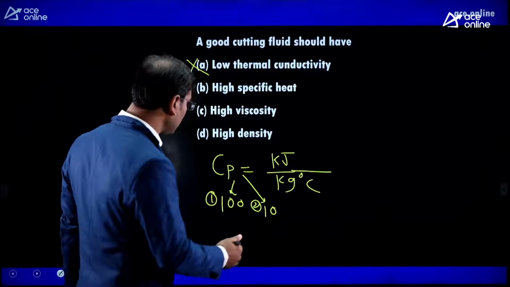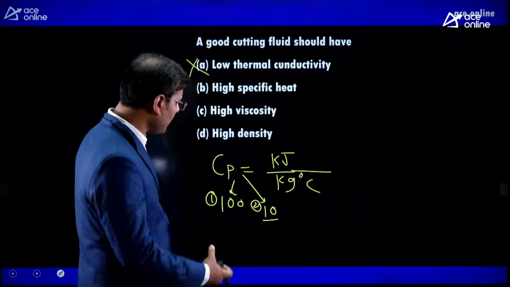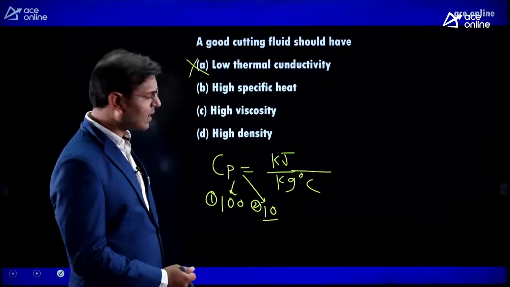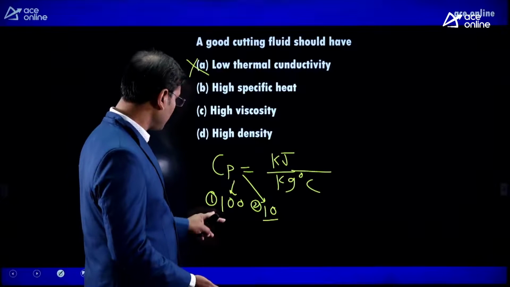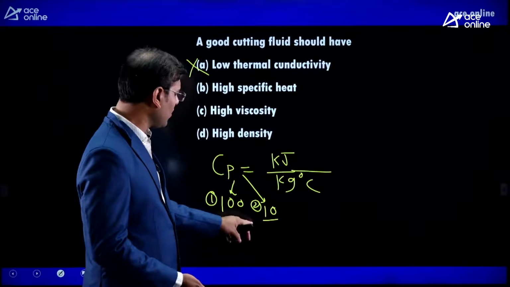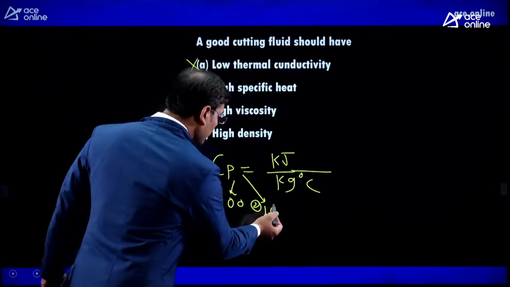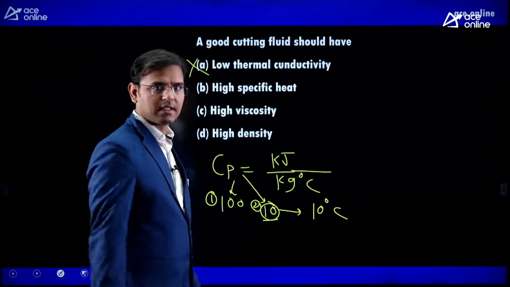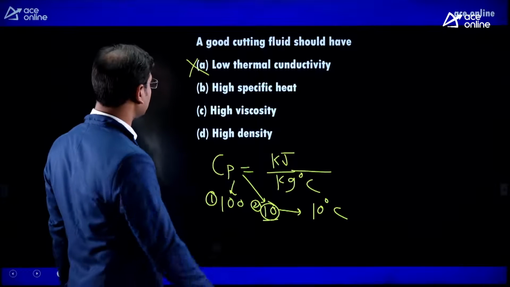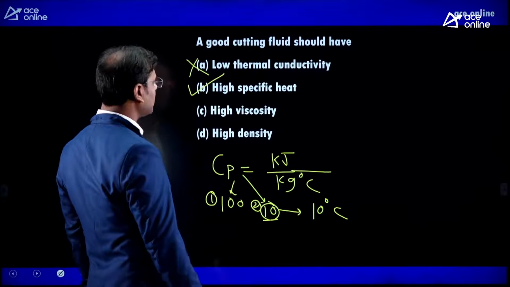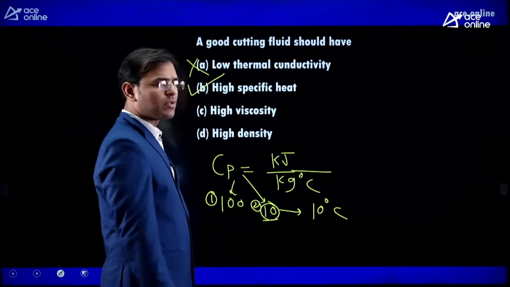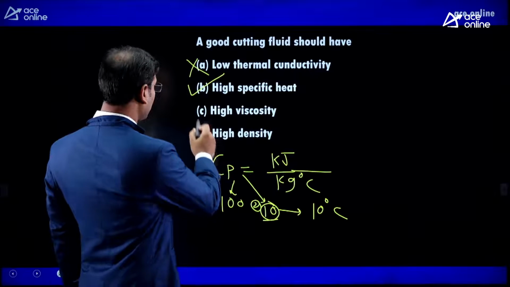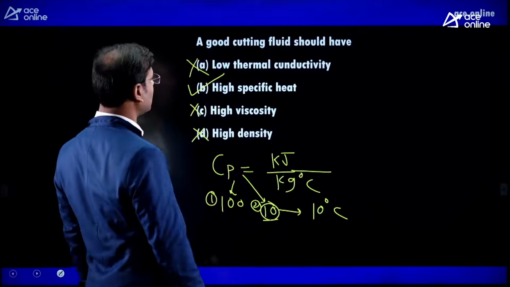In the second case, with a value of 10, if it absorbs 10 kilojoule of heat, its temperature increases by 1 degree centigrade. Which is better? The first option is always better, because in the second option, when it absorbs 100 kilojoule of heat, the temperature of that cutting fluid increases by 10 degrees centigrade. Temperature must stay low, and the correct option is high specific heat. The next is high viscosity. If viscosity is high, the cutting fluid will not enter the critical points and shapes. High density is also not correct. The correct option is high specific heat.